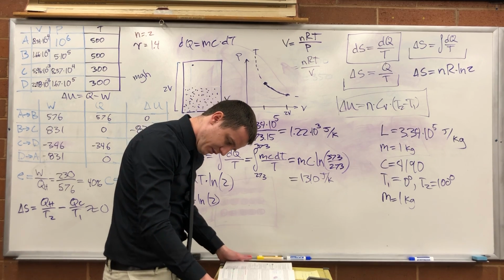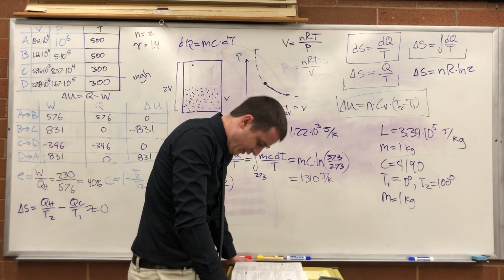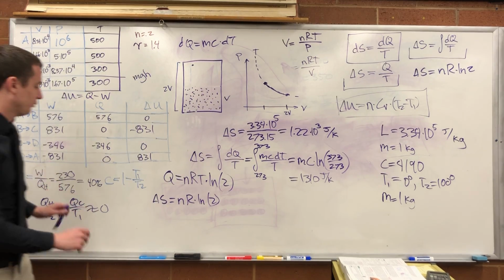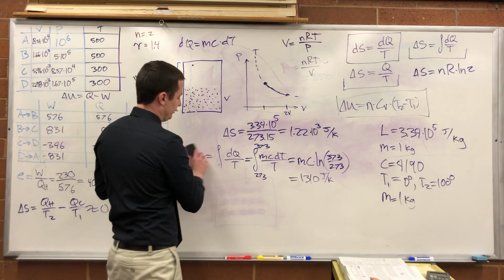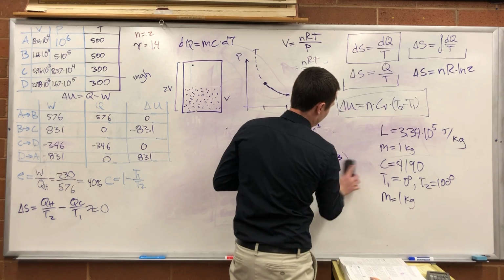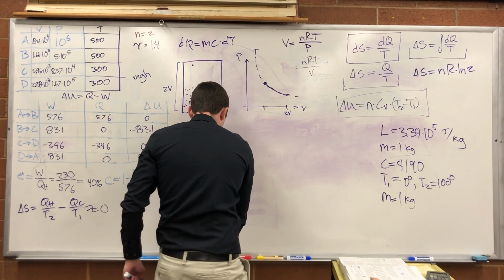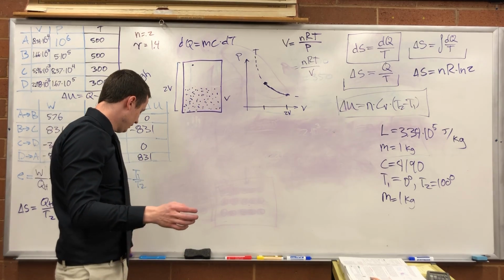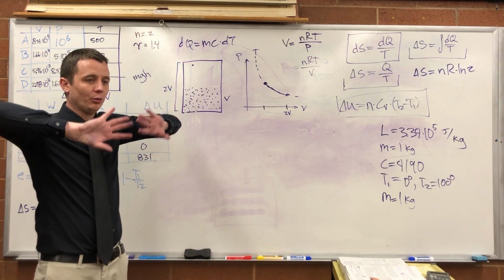Let's see, what's this one? Suppose 1 kilogram of water. Yeah, this is a good one to see. So the next case we're going to think about is I'm going to have some hot water at 100 degrees Celsius, and I'm going to have some cold water at 0 degrees Celsius. So 100 degrees Celsius water, 0 degrees Celsius water. And I'm going to mix the two waters together.